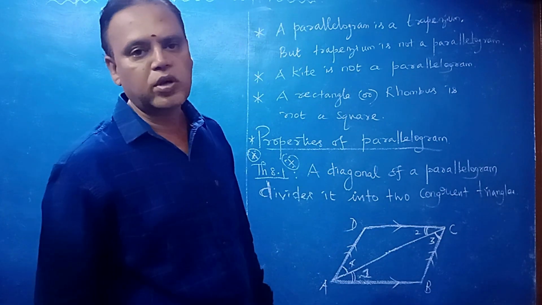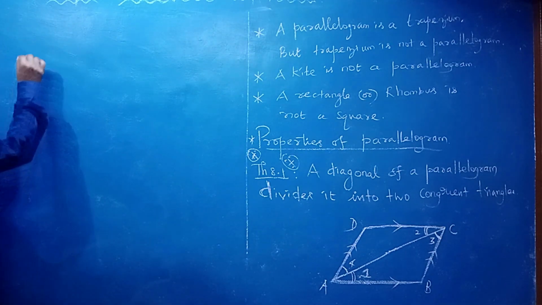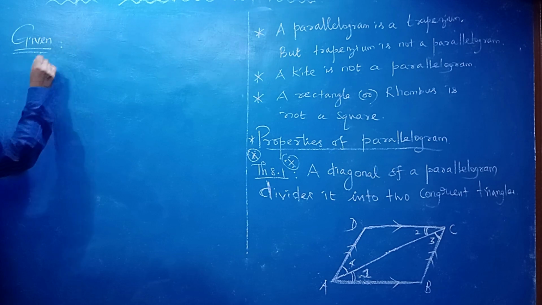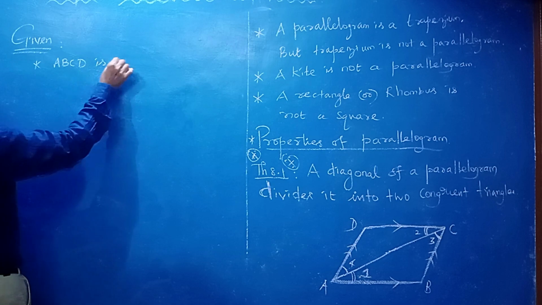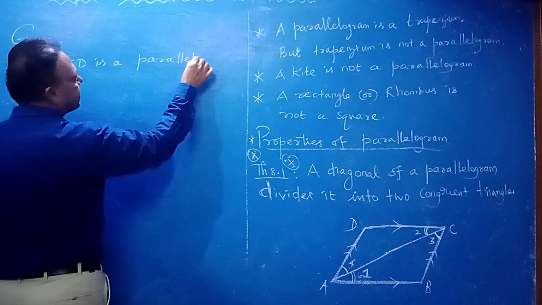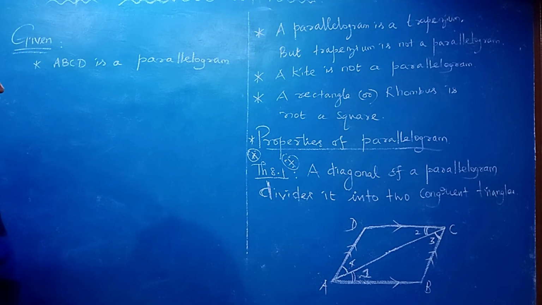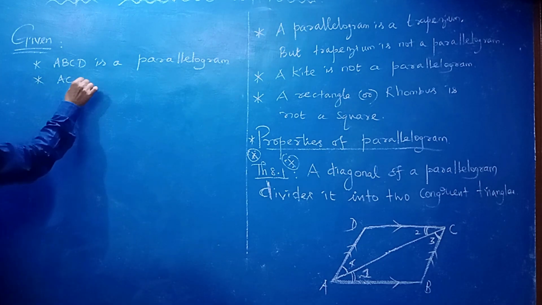That's all. So what is given, you write. ABCD is a parallelogram, given. For a theorem, you have to write the given correctly. ABCD is a parallelogram, in which AC is a diagonal.